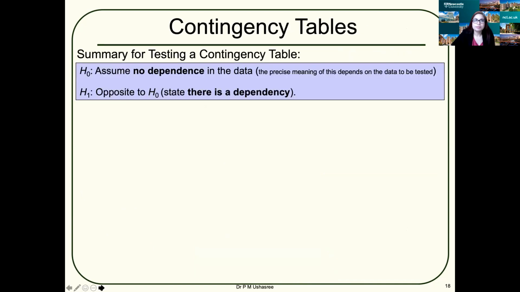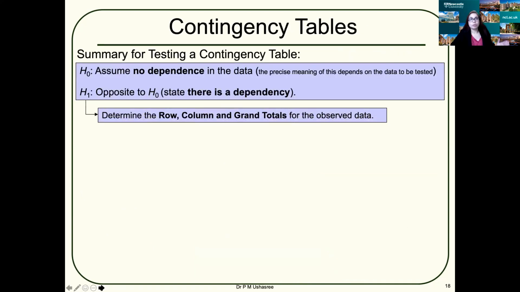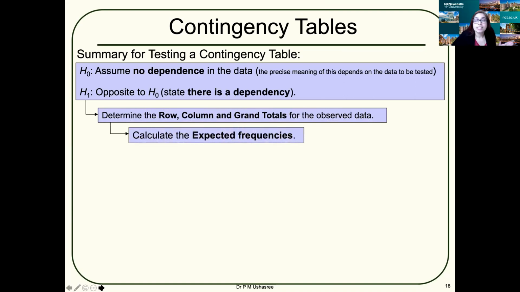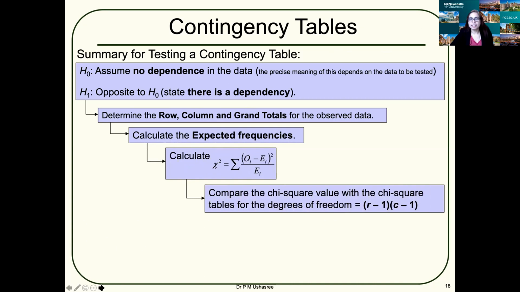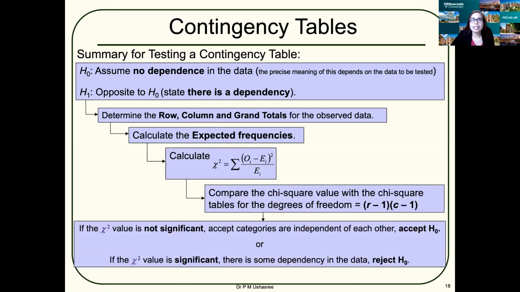Good. So now you know how to perform a chi-square test on a contingency table. That's all for now in part 2. See you all in seminar.